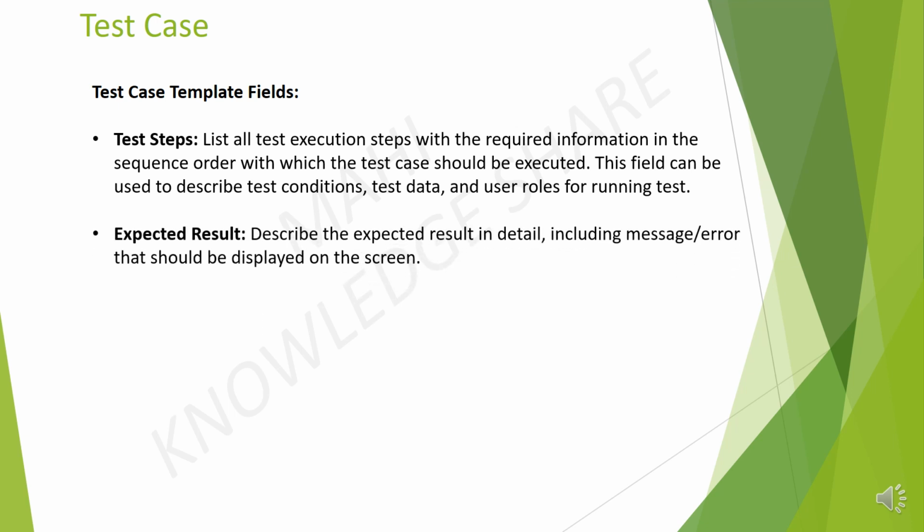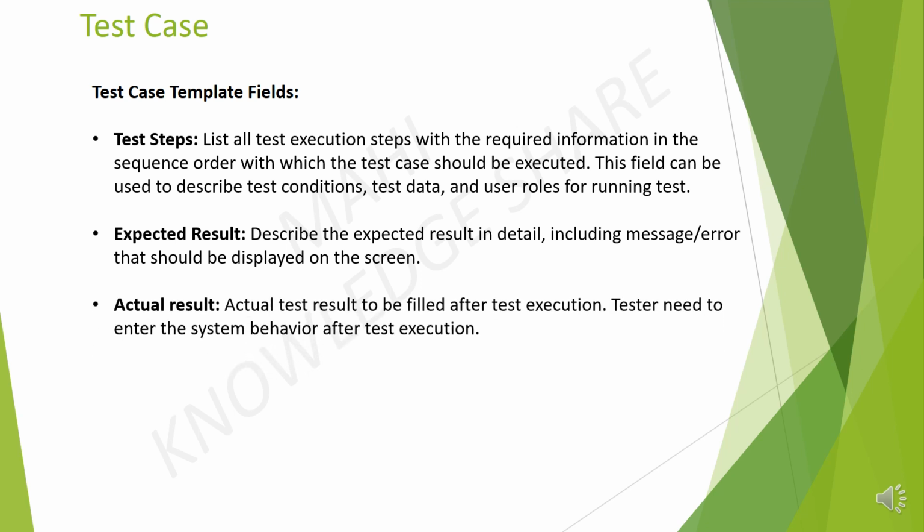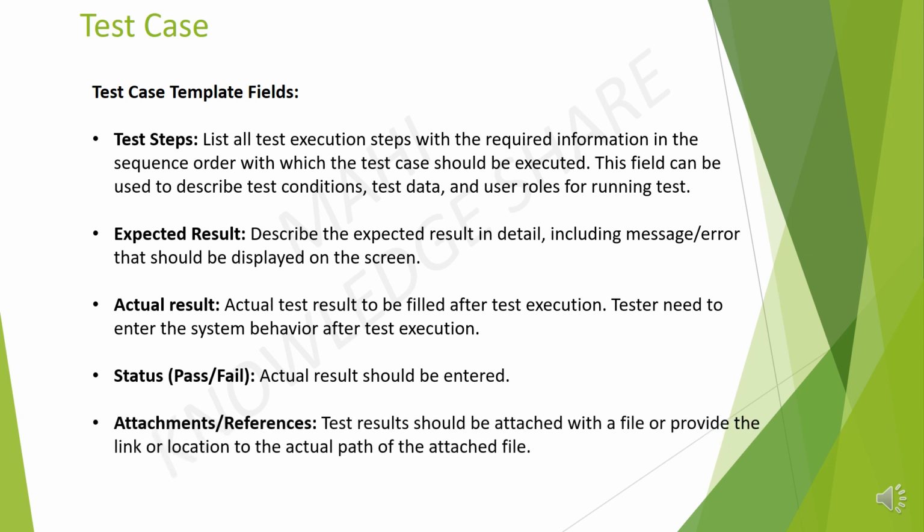Expected result, describe the expected result in detail, including message or error that should be displayed on the screen. Actual result, actual test result to be filled after test execution. Tester need to enter the system behavior after test execution. Test status. Actual result should be entered in this section. And the last is attachments and references. Test results should be attached with a file or provide the link or location to the actual path of the attached file.